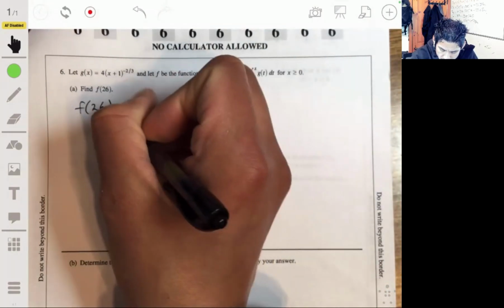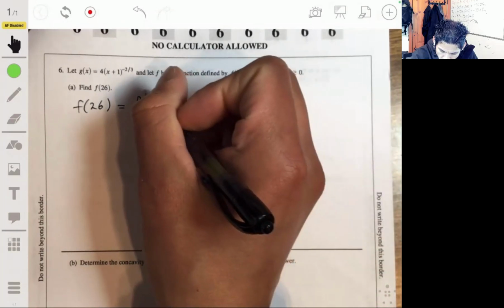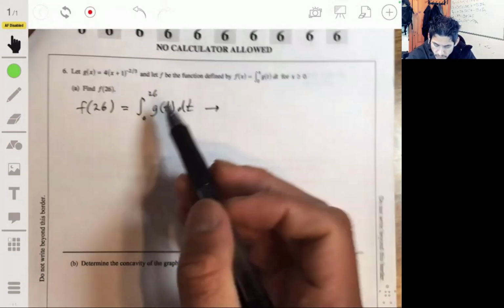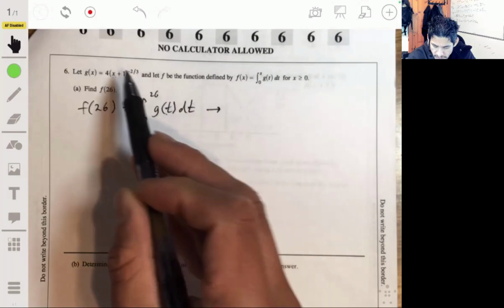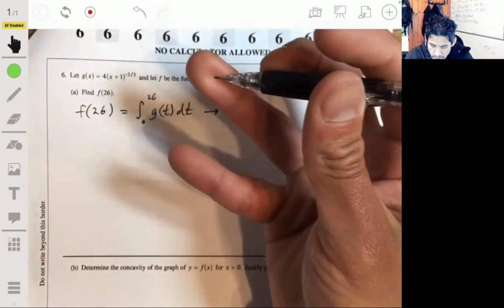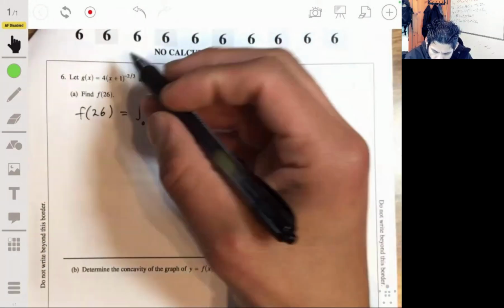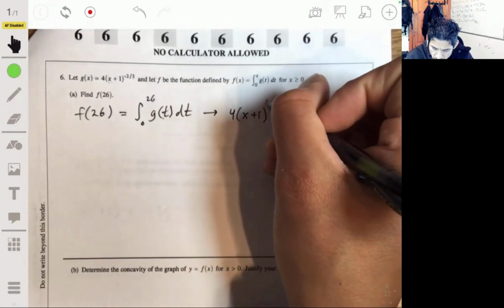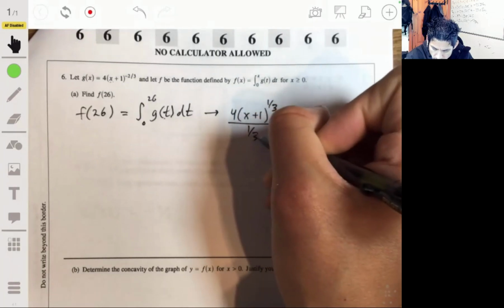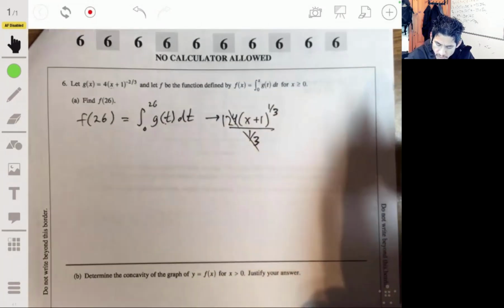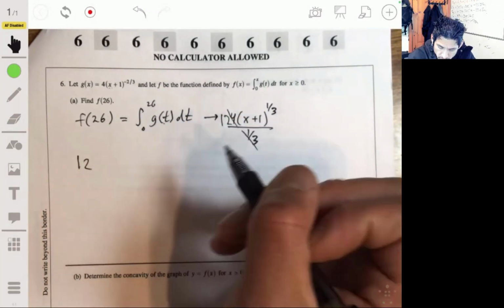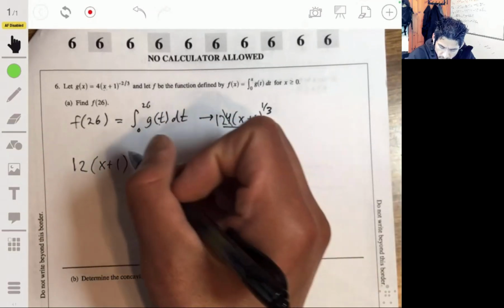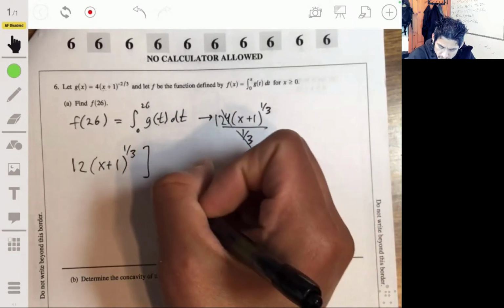So f of 26 will equal the integral from 0 to 26 of g of t dt. So we just find the antiderivative, and using the reverse power rule, we have negative 2/3 plus 1, which is 1/3, over 1/3. This becomes then 12. We're going to have 12 times (x plus 1) to the 1/3 power from 0 to 26.